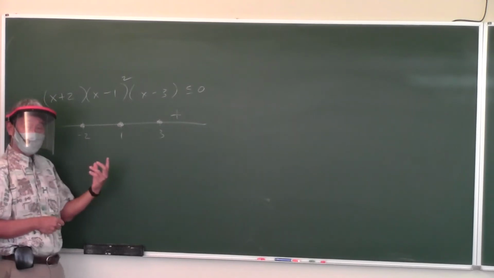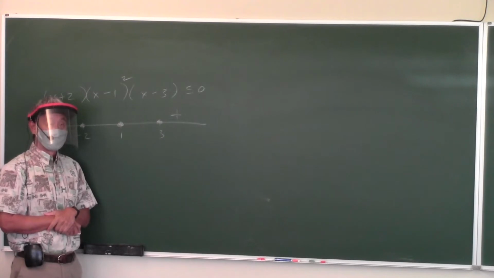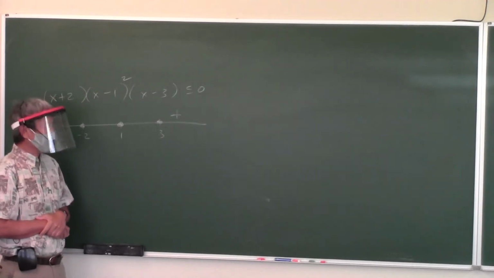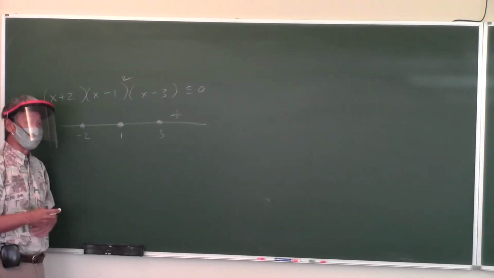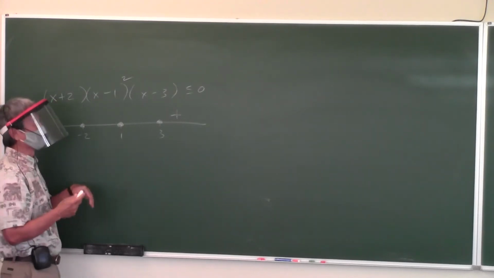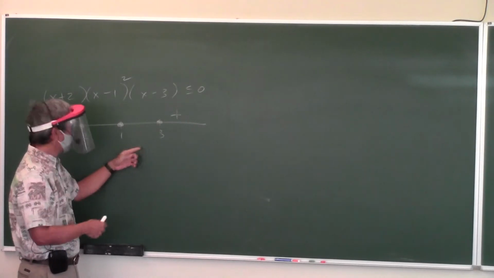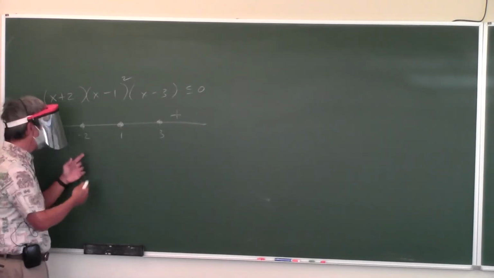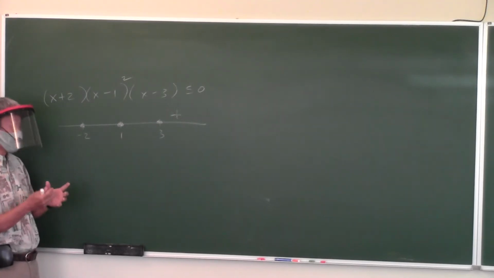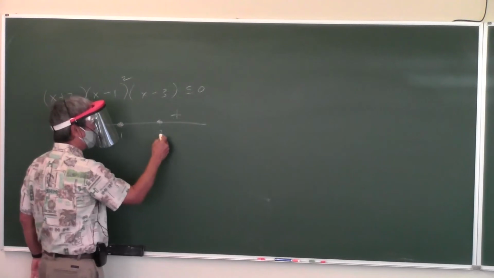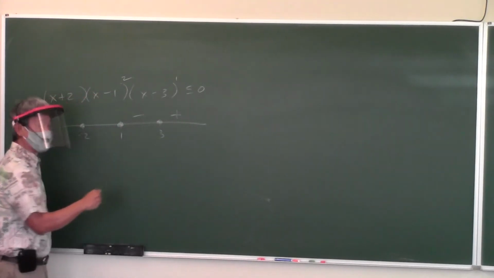Okay, did you guys learn a shortcut or did you just test every region last year? I don't remember. The sign switches, right? If it's an odd power. Okay, so you did learn the shortcut. The long way is plug in a number here, like 2. Plug in a number here, 0. Plug in a number here like -3 and see what you get. But there's a shortcut. 3 came from this factor. It has an odd power. Therefore, it's going to change sign.